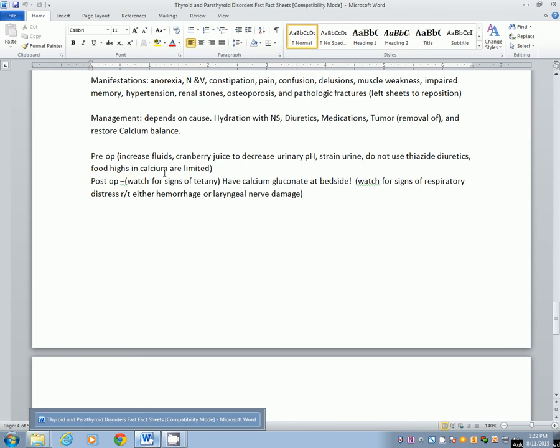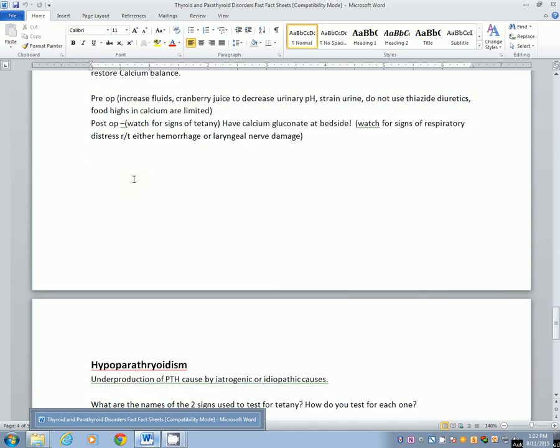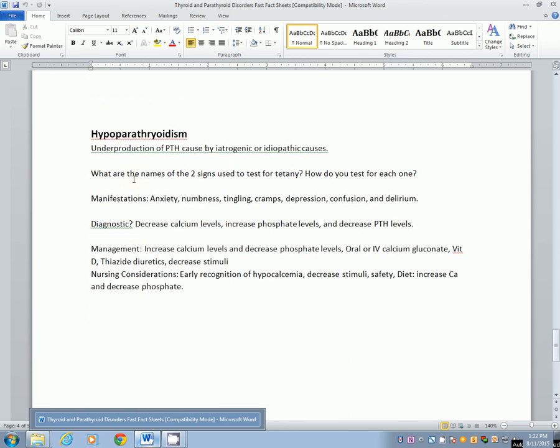Preoperatively, you want to increase their fluids, cranberry juice to decrease urinary pH, strain their urine, do not use thiazide diuretics. High foods and calcium are limited. And postoperatively, watch for signs of tetany. You always want to have calcium gluconate at the bedside following surgery, and you want to watch for signs of respiratory distress related to hemorrhage and laryngeal nerve damage. Hypoparathyroidism is an underproduction of PTH, and it can be iatrogenic or idiopathic. In other words, we don't know what causes it or we induce it.